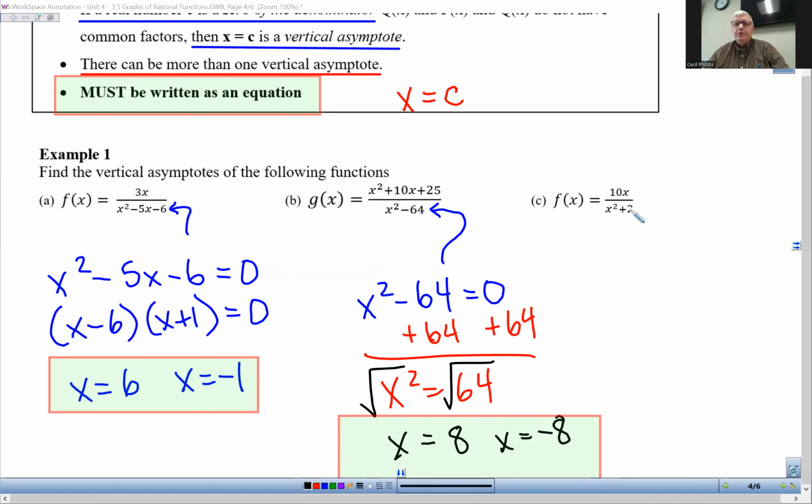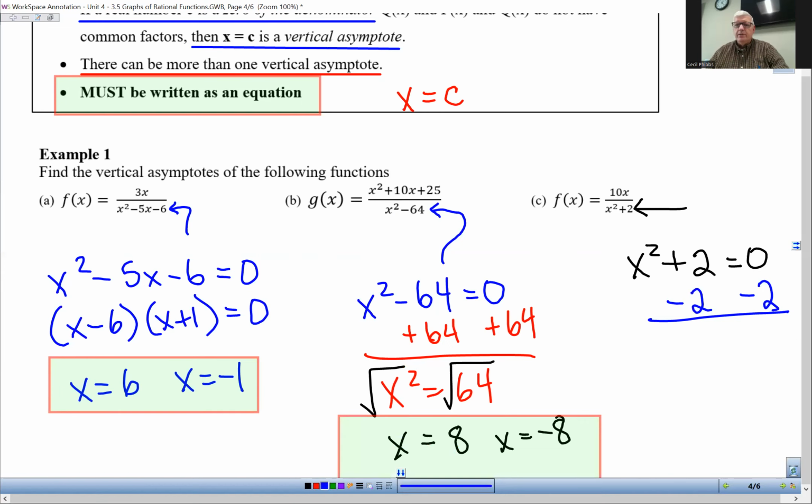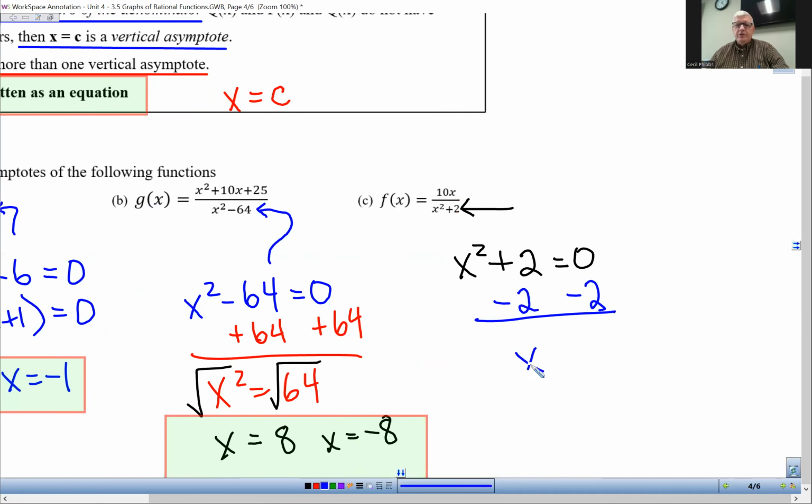Okay, our last one is also the same thing. We just have an x squared in our denominator, so we can solve this by using square roots. So if this equals 0, we would subtract 2 from both sides. And you may already see what the problem is going to be with this one. Let me slide the screen over a little bit. So we get x squared equals negative 2.